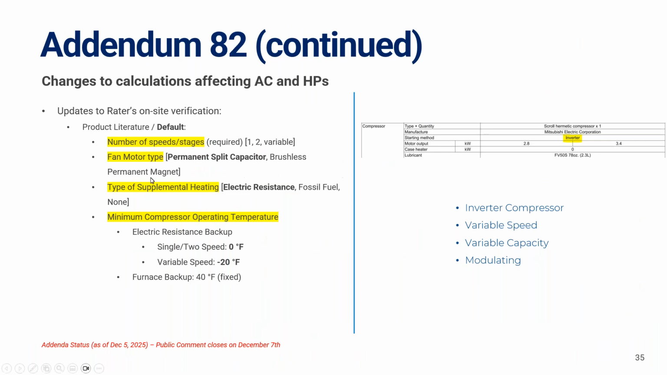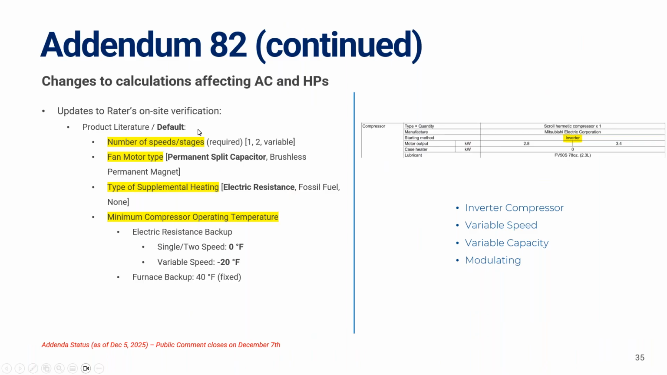And then in addition to that, there's information that we need that goes beyond what's in the AHRI certificate. I'm listing a number of them here. If there's a default value, it's bolded here. The first one is the number of stages or speeds. Some of this you can find. This is a screenshot from a PDF, and you can see that the compressor is indicated as having an inverter to help with the starting method. If you look at product literature, you should be able to find one of these keywords: inverter compressor, variable speed, variable capacity, or modulating. That's an indication that it's variable.